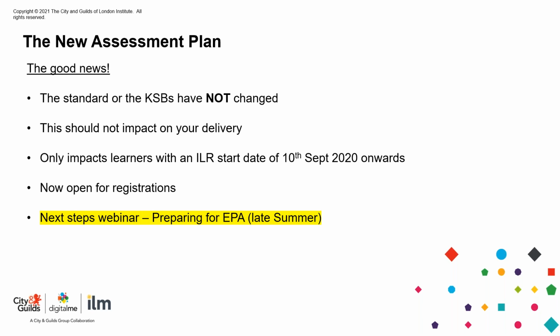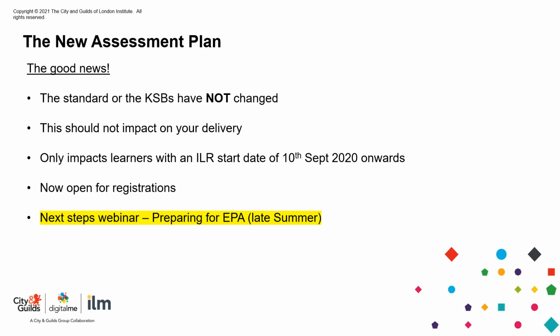As we said, ILR start dates of 10th September onwards must follow AP03, which means they must be registered on 947322, and we are now open for registrations. To keep you further in the loop, we appreciate that this is the third in the series of webinars for AP03. We are going to be hosting a fourth in the series in late summer.